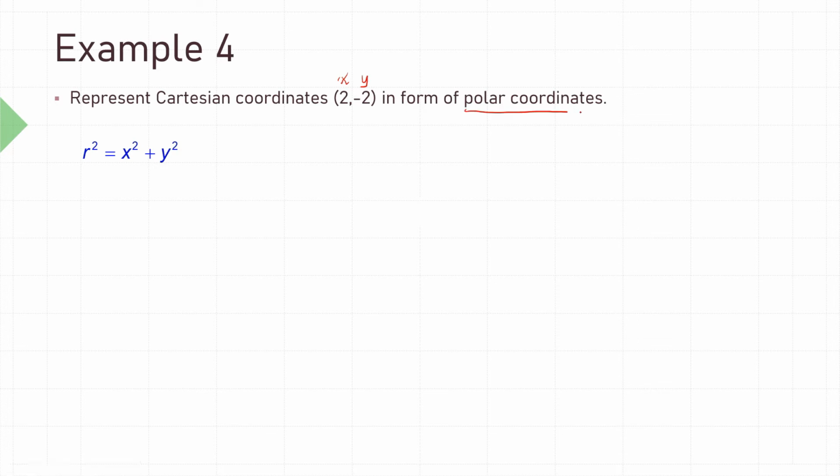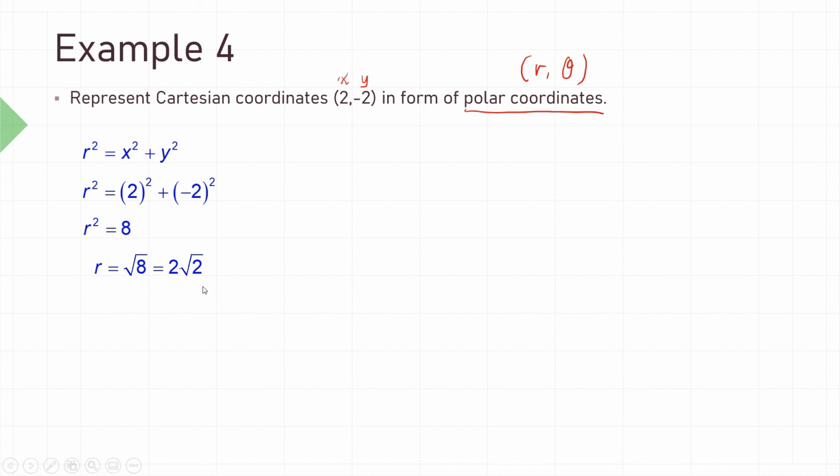Bear in mind that for polar coordinates we have to write in the form of r, theta, meaning to say that we have to find the r and also theta. So r square is given by x square plus y square. x is 2 and y is negative 2. We substitute it here. So we calculate, we become r square equal to 8. We have to find r. r should be root 8, which is simplified to be 2 root 2.